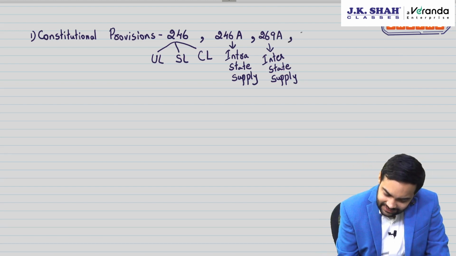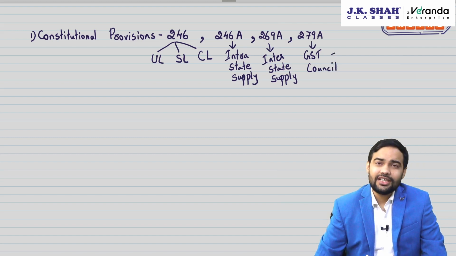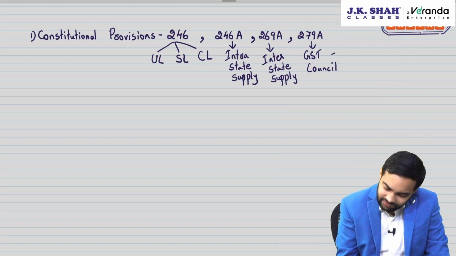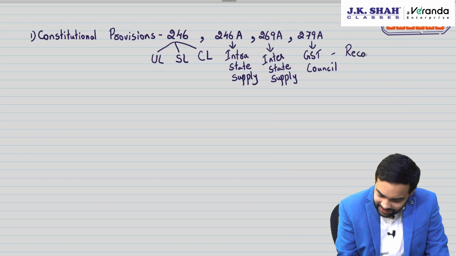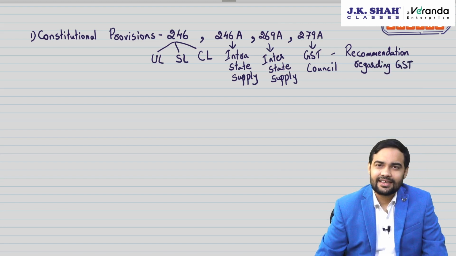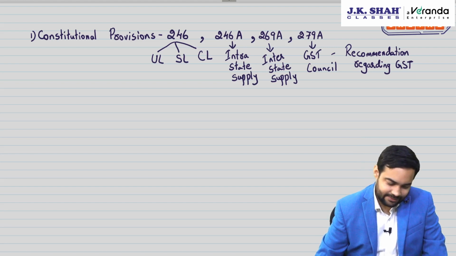And then there is a constitutional body which is under 279A, GST Council. Now you don't have the entire structure of GST Council, but you need to understand what is the role of GST Council. The role of GST Council is to give recommendations regarding GST to both central government and state government. That's the basic aim of GST Council.